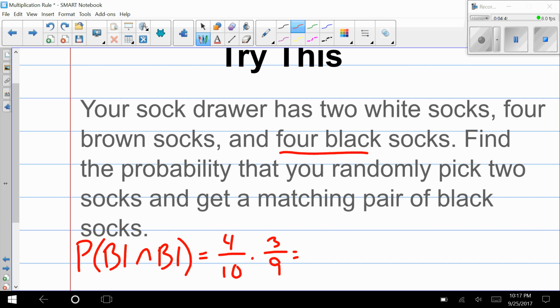To make our lives a little easier, let's simplify these fractions before we multiply. 4/10 simplifies to 2/5, and 3/9 simplifies to 1/3. Now we multiply and we end up getting 2 over 15. And there's the probability of a pair of black socks.